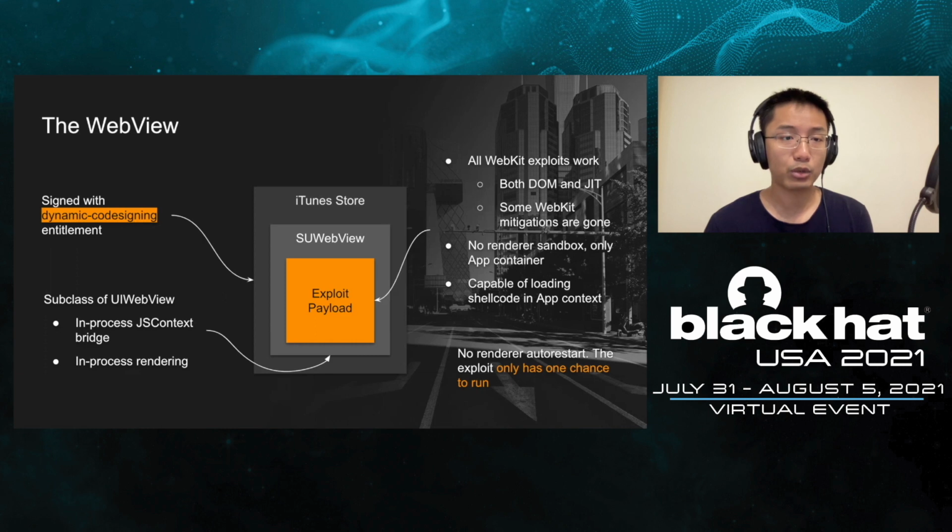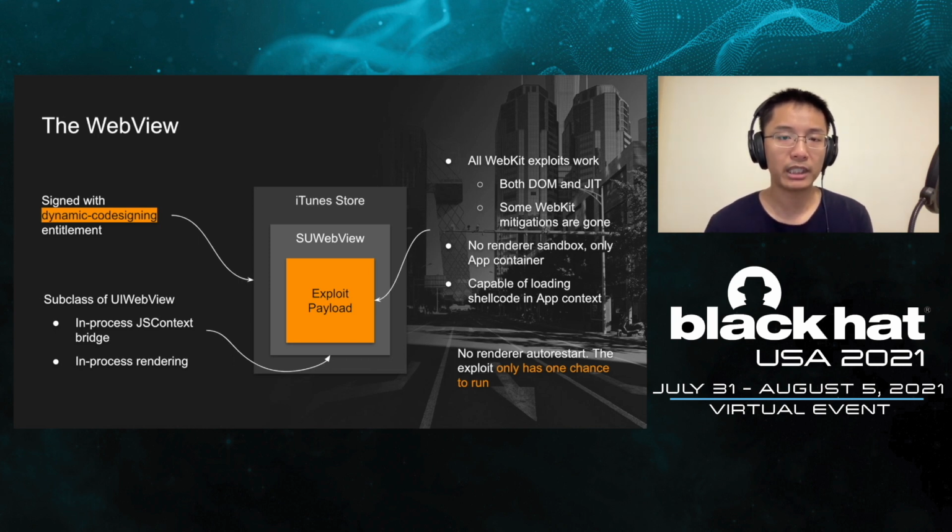So what's the difference for this WebView? First, this app, iTunes Store, is signed with the dynamic-codesigning entitlement. That means that it can use JIT. And this SU WebView is actually a subclass of UIWebView, where it uses an in-process JS context bridge and in-process rendering. So this is a very special WebView where all of the WebKit exploits work, both DOM and JIT.